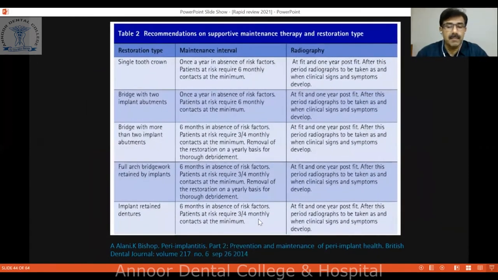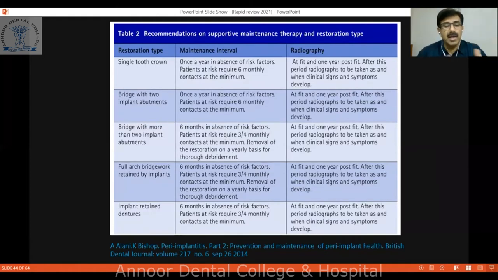Now, similar to your supportive periodontal therapy, you have a maintenance protocol that was developed by Alani and Bishop in 2014. So here, if you give a single crown or a bridge with two abutments, the recall interval is 1 year. But suppose the patient has some risk factors, you recall him in 6 months. If you give a long bridge or a full arch bridge or a complete full mouth rehabilitation with dentures, the recall interval is usually 6 months. And in those patients, if the patient has any risk factors which we discussed before, you recall the patient around 3 to 4 months.